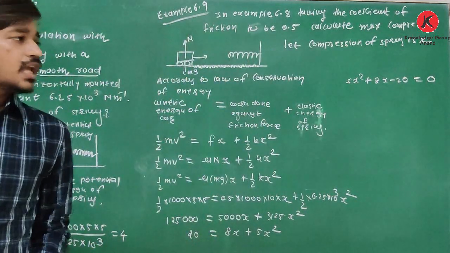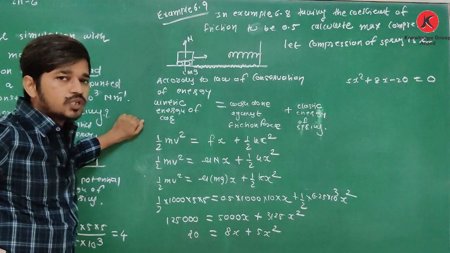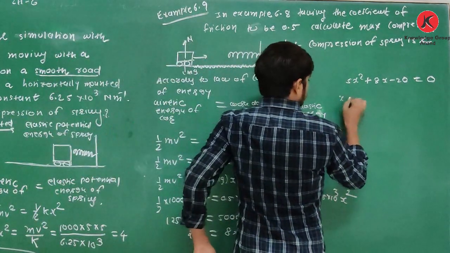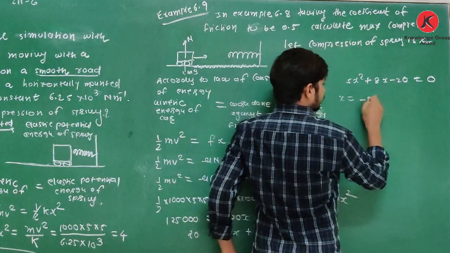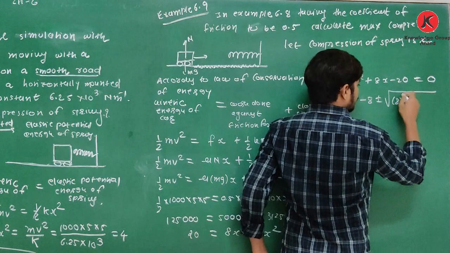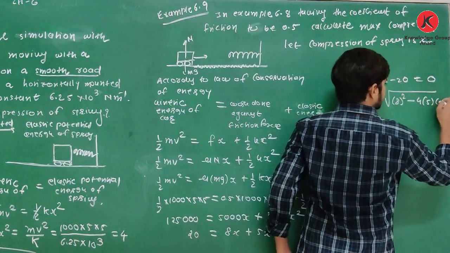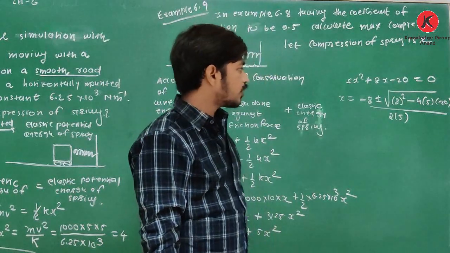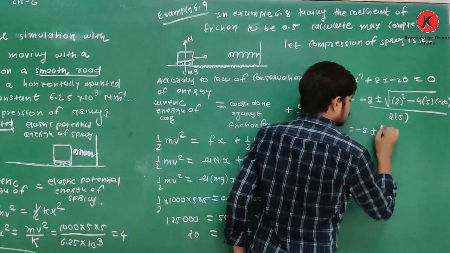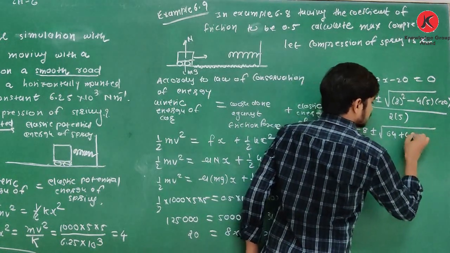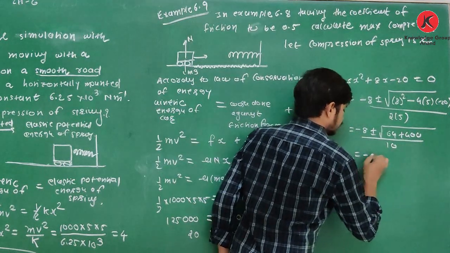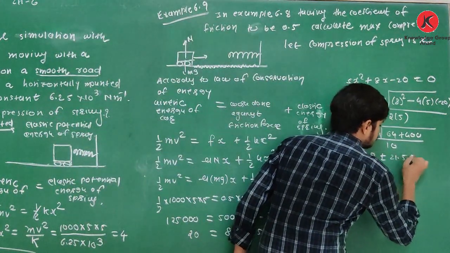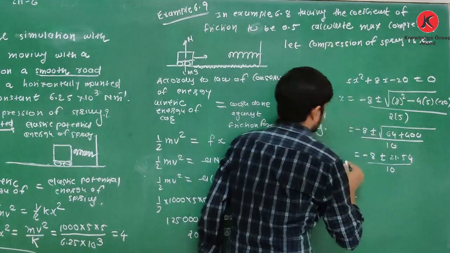It is a quadratic equation. Now how to solve this quadratic equation, you know. 5x square plus 8x minus 20 is equal to 0. See, we can use this method: x is equal to minus b plus or minus under root b square minus 4ac, divided by 2a. So it is minus 8 plus or minus under root 64, minus minus will become plus, 400, divided by 10. So it is minus 8 plus or minus 464, and its square root will be 21.54, divided by 10. So x is equal to this.